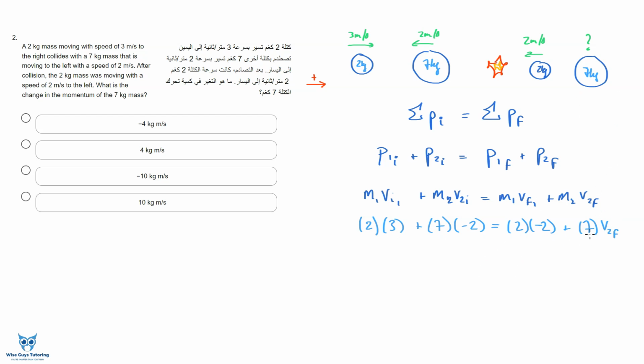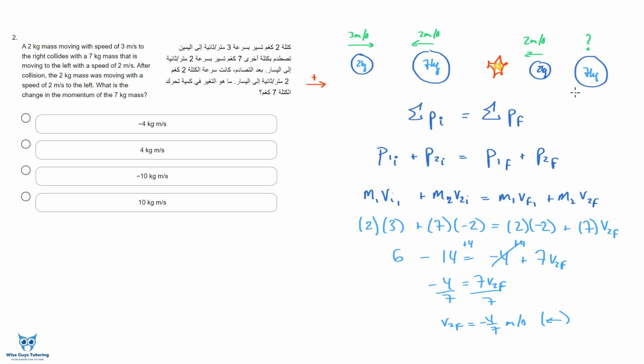So using our algebra, we can figure this out, right? This is 6, this is minus 14. Here we have minus 4 plus 7 V2F. I bring the 4 over to the left. This is not math, but you guys probably know this already. And then you get minus 4 equals 7 V2F. And if I divide both sides by 7, then I have my final velocity V2F is minus 4 over 7 meters per second. Now minus, because I said plus is to the right, means this one's going to be moving to the left.